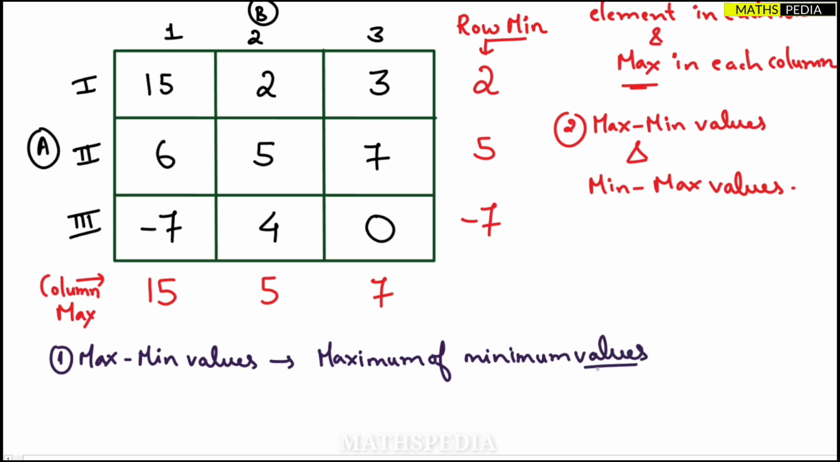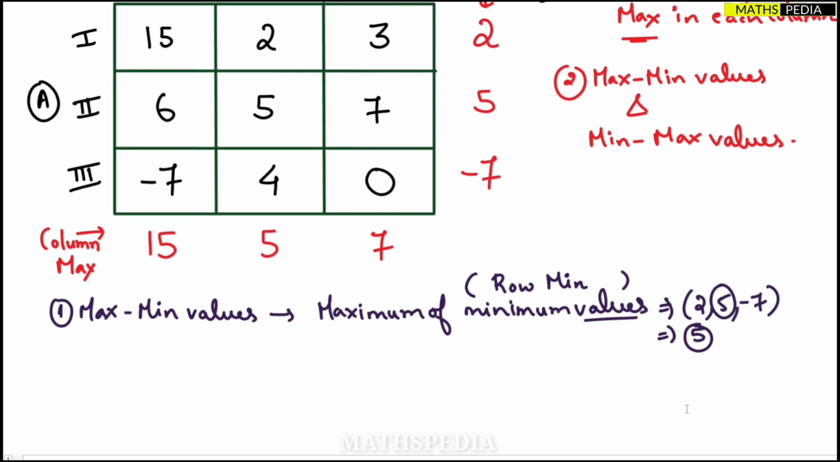Now what is the maximum of minimum values? So we have to find the maximum number of the minimum values. That means minimum values is nothing but the row minimum, right? Minimum we have considered for row minimum, so we have to consider row minimum. In that, which one is the maximum value? That means if I consider row minimum, I am getting here 2, 5 and minus 7. In that I have to take the maximum number, which is equal to 5. Maximum number is nothing but 5, so I have to consider it as 5.